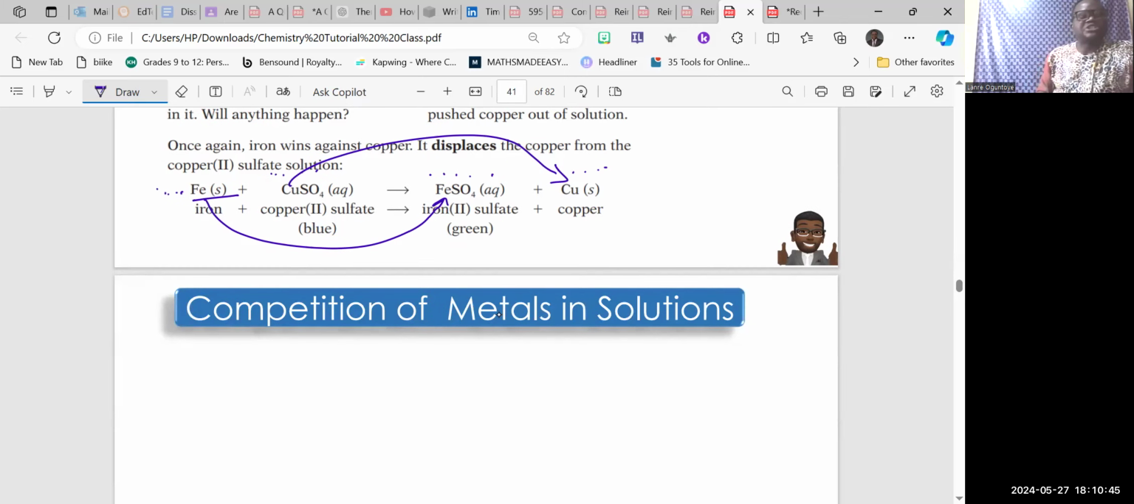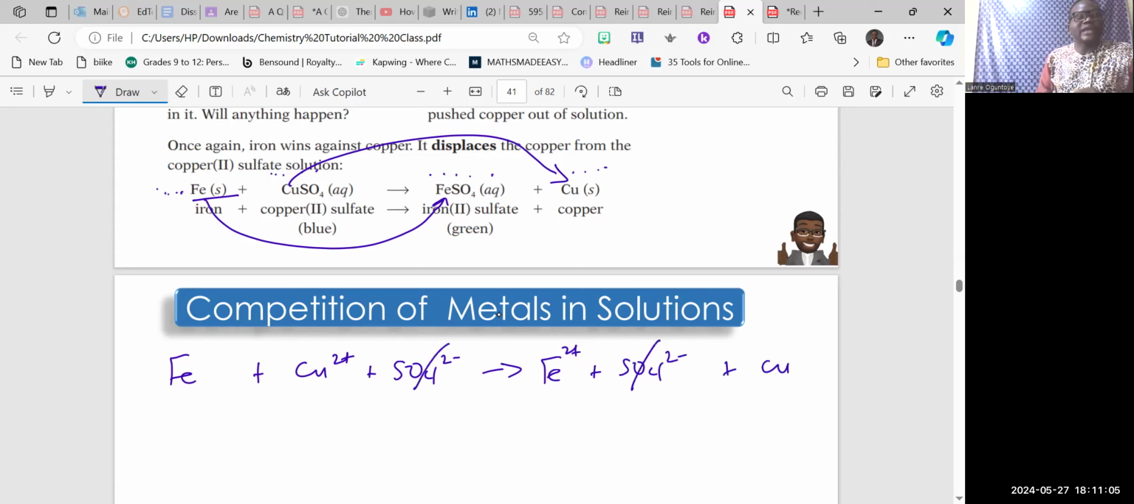So they can ask you to take this one and write the ionic equation, then write the redox equation. Very simple. Fe is standing alone, plus copper sulfate, which is Cu2+ and SO4 2-, to give you iron sulfate, Fe2+ and SO4 2-, plus copper. This one cancels this one. I'm left with Fe plus Cu2+ to give me Fe2+ plus Cu. Can you see that?